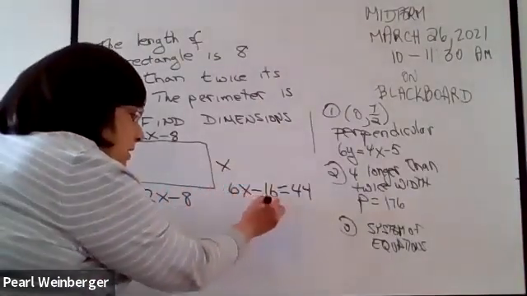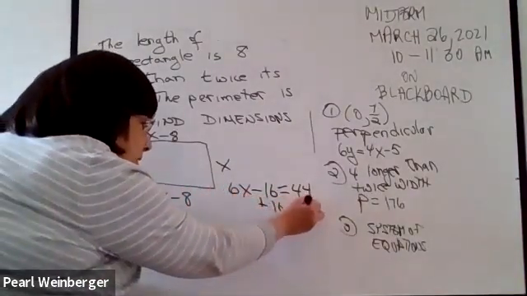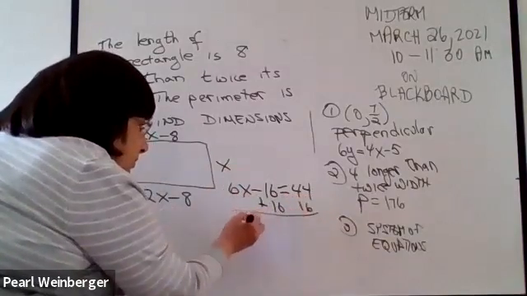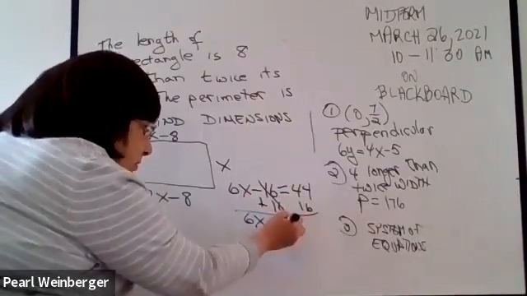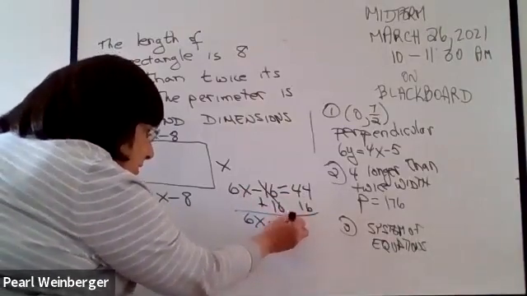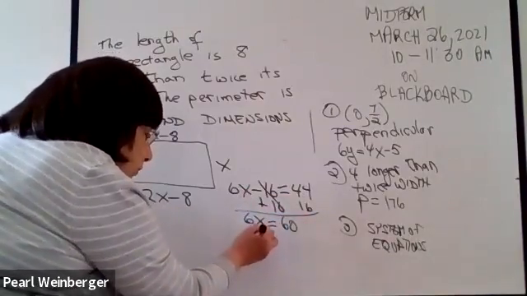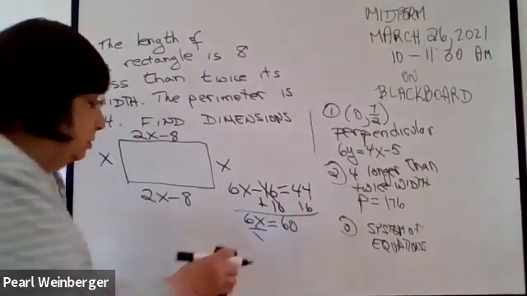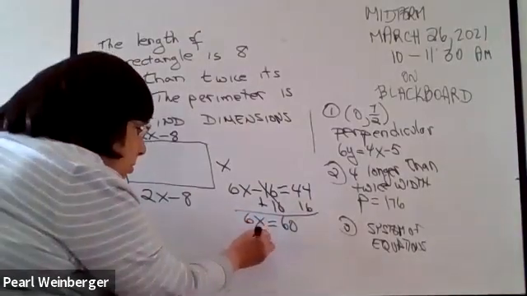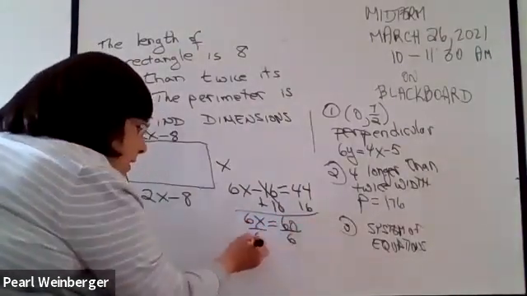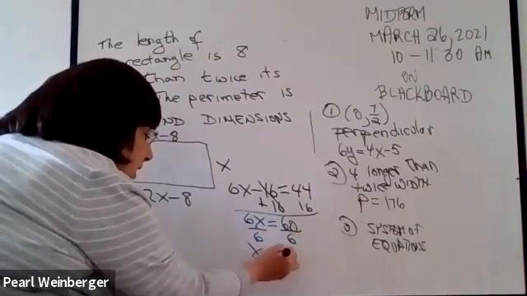We add 16 to both sides. That gives me 6x equals, now this is 44 plus 16 is 60. So if we divide by 6, we get x equal to 10.